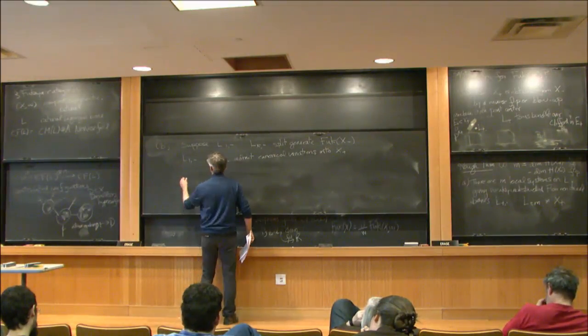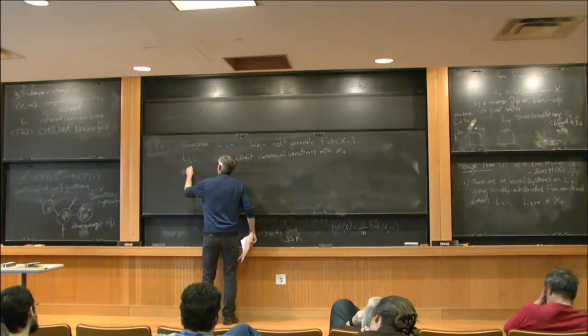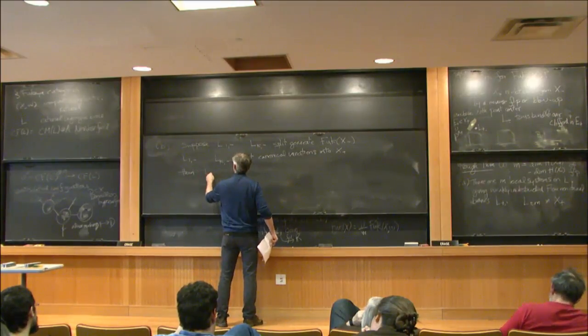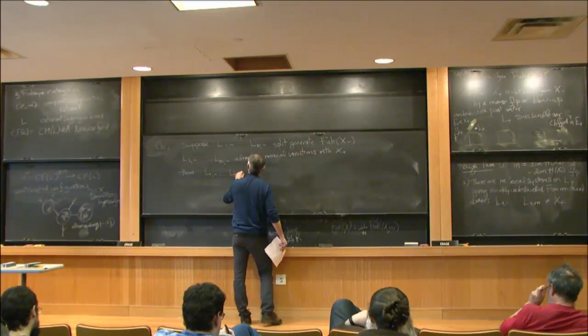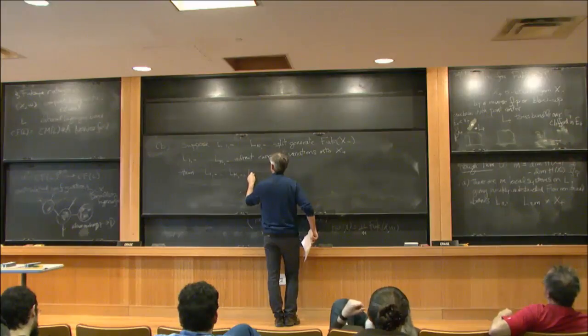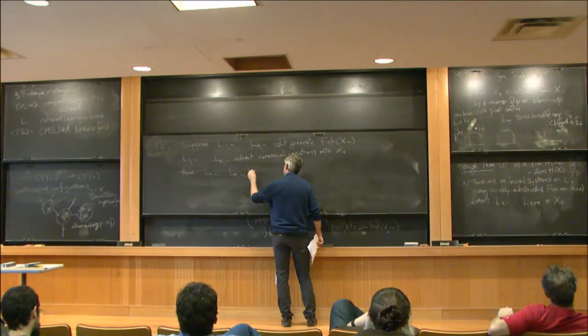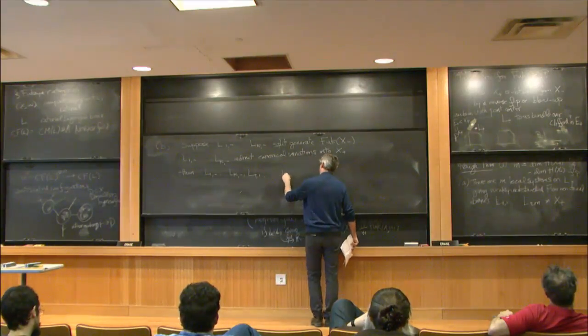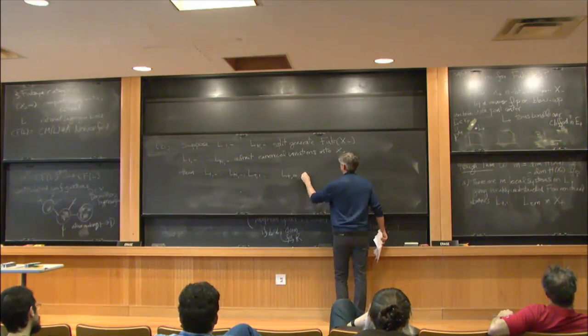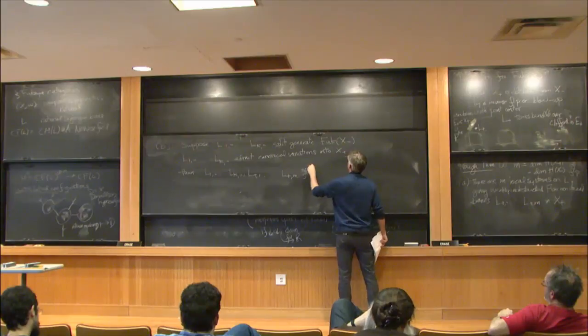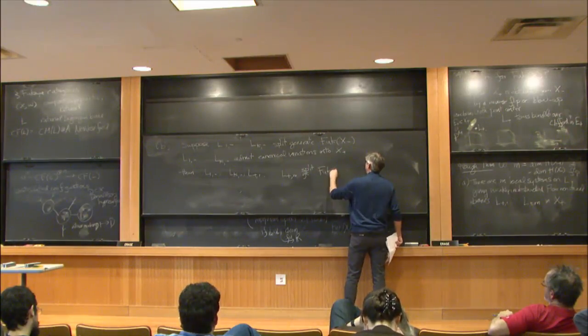Okay, then L1 minus up through Lk minus, and then, I switched the subscript, sorry, L plus 1 up through L plus M, split generate the Fukaya category of X plus.